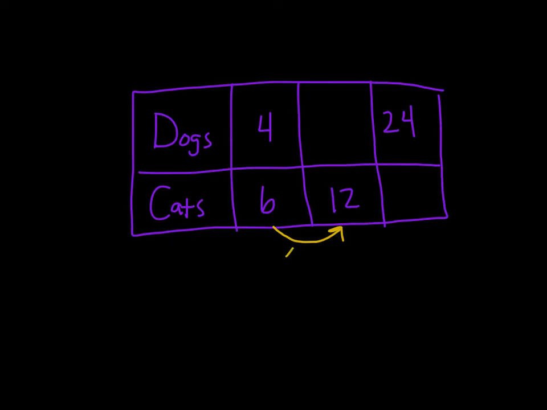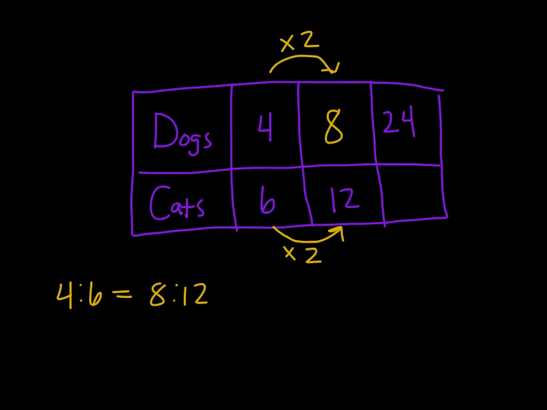So 6 times what equals 12? 6 times 2. So if I'm going to multiply my 6 times 2, whatever you do to the bottom, you have to do to the top, and vice versa. 4 times 2 equals 8. So now I'm just saying that 4 to 6 equals 8 to 12. And I proved it because I multiplied them by the same thing. Now go to your next known. There's nothing here yet, so I can't do anything there. But I do have information from 8 to 24, because that's my next one.